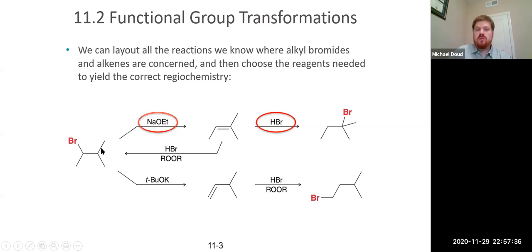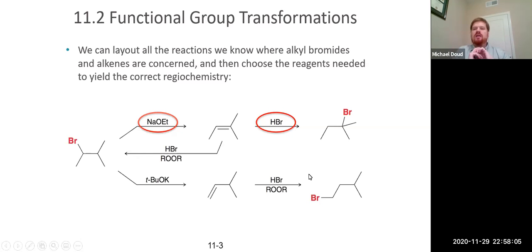Now, that's not the only thing that we could do. For example, we could do an elimination reaction where we use a bulky base. In that case, we'd get the Hofmann product, which is here. Then if we just use HBr, that gets us back to where we were. But we could use HBr in the presence of peroxides. That would give us the anti-Markovnikov addition of the bromine, and that would give us this product here.